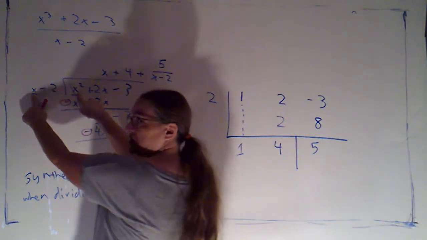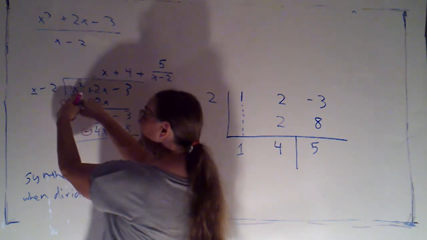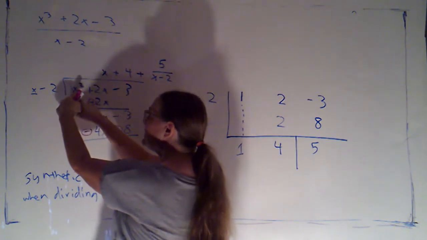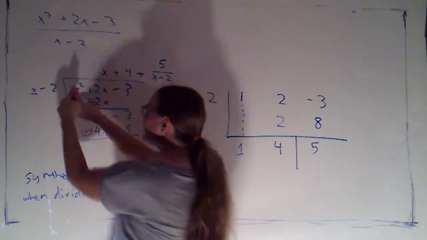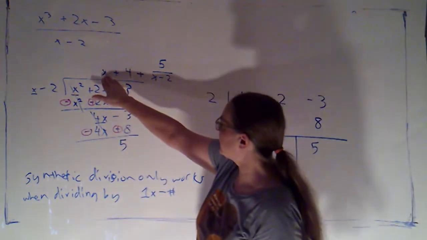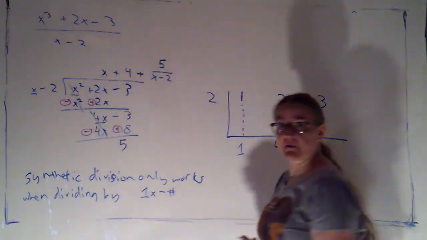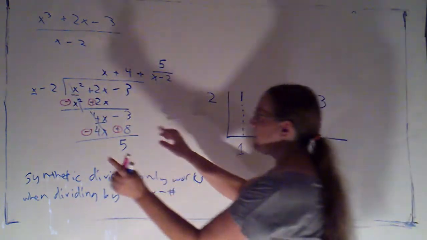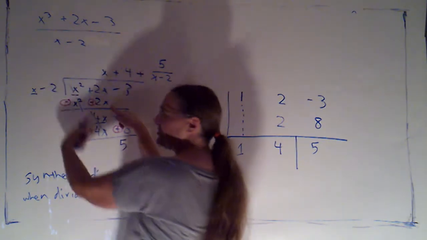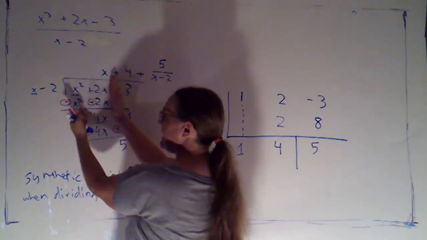So because I had just 1x, in order to get 1x squared, I multiplied by 1x. Whatever this coefficient is, that's going to be the coefficient of what I multiply by. So the coefficient of that first term matches the coefficient here. Okay. And then when I multiplied, I got x squared minus 2x. That first term canceled out. So I really just cared about what I got right here.